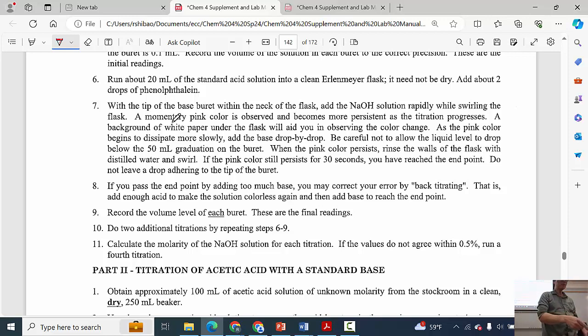And so what I'm going to do is reverse this slowly. I'm going to add 1 drop here and then see if it reverts back to colorless. Oops. I accidentally put in 4 drops. So I put in 4 drops there, and you know what? It's still pink. So I put in another 4 drops.